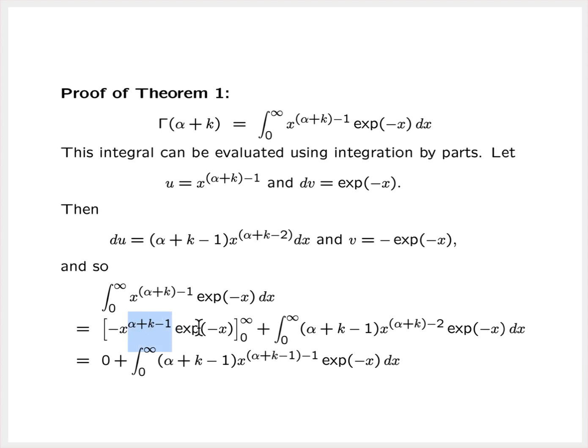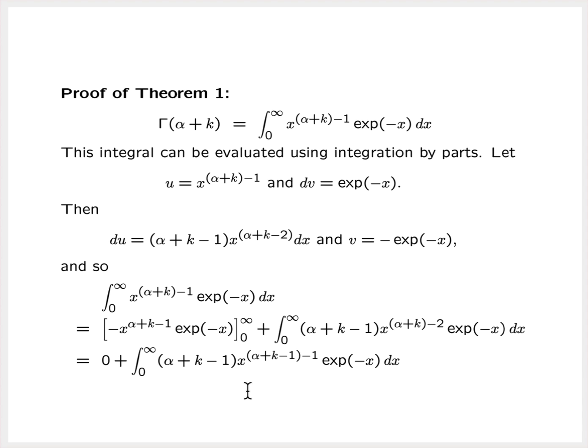Now, if we take the limit of this expression here as x goes to positive infinity, we get 0. If we also evaluate this at 0, at x equal to 0, we get 0. And so we have to take the difference between those two results, 0 minus 0, and that's where this comes from right there. Now, I'm going to rewrite alpha plus k minus 2 as alpha plus k minus 1 minus 1.